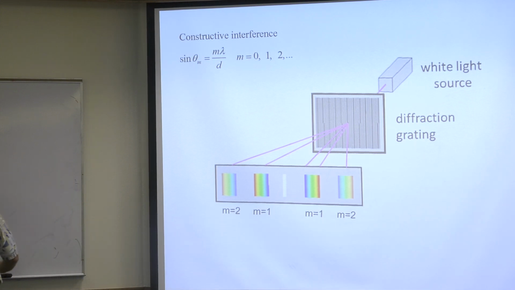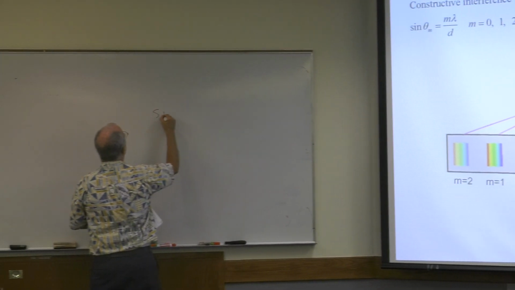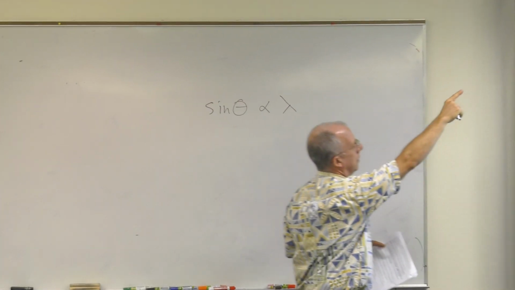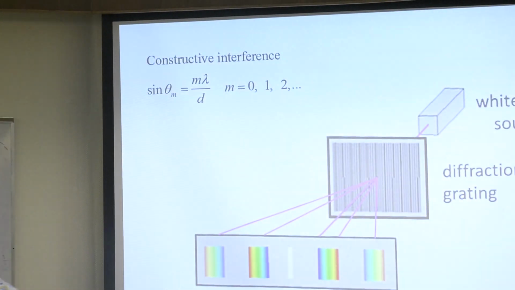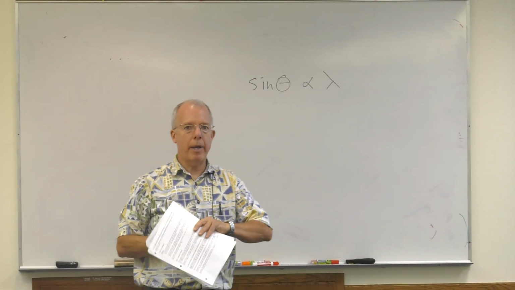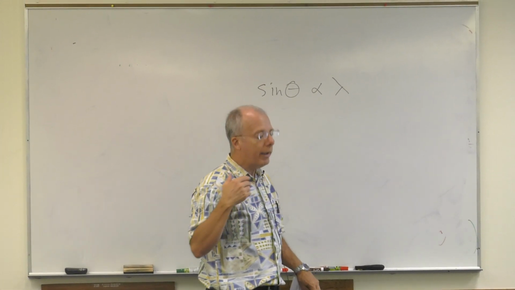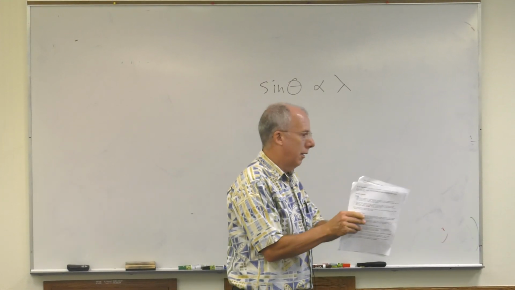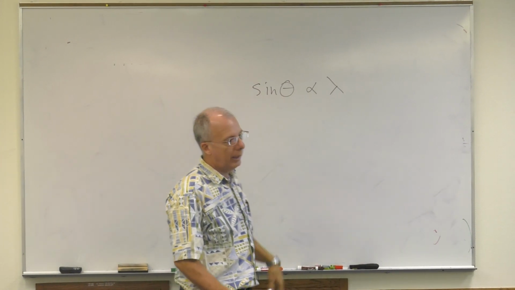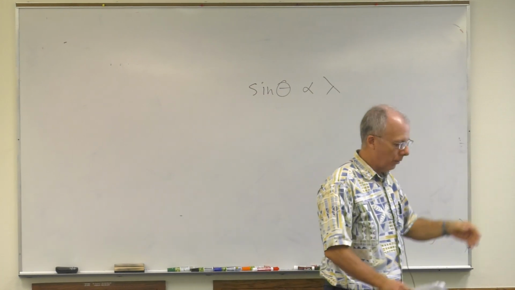Well, again, sine theta is proportional to wavelength, right? Is that right up there, right? Sine theta is proportional to wavelength. Well, what's white light? White light is a combination of many different colored light, and that means different wavelengths. So that means that they're going to spread out, right? Because the larger the wavelength, the larger the sine of theta. Okay? So white light has many different wavelengths, so it's going to spread out when it passes through a diffraction grating.